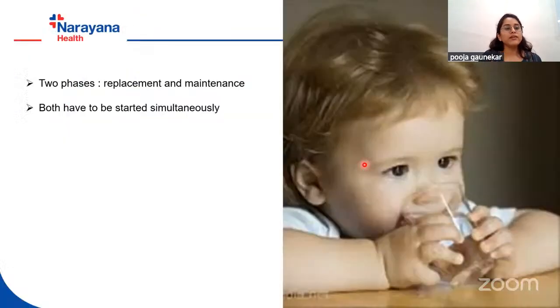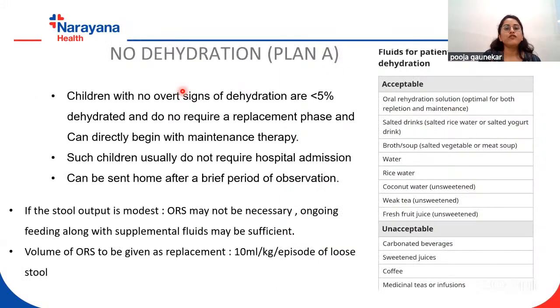Now, the management will go in 2 phases, replacement and maintenance phase. And it's very important to note that both have to be started simultaneously. So, first is plan A, which is no dehydration. Children with no dehydration do not require hospital admission. They can be sent home, but after a brief period of observation. You will see whether the child is vomiting or whether he's taking well orally.